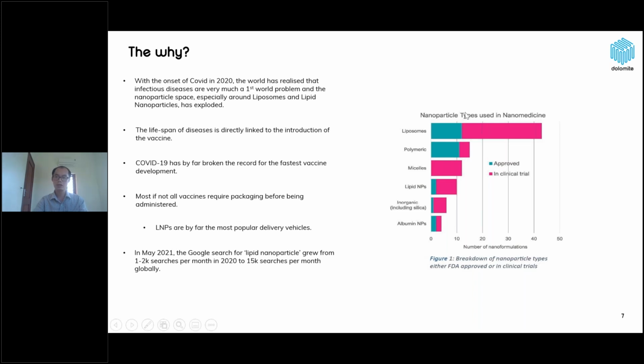If you have a look at the breakdown of nanoparticle types that are FDA approved or in clinical trials, we can see that liposomes and lipid nanoparticles have the highest numbers of nano formulations used in nanomedicine. So there are unmet needs in drug delivery and life science markets.